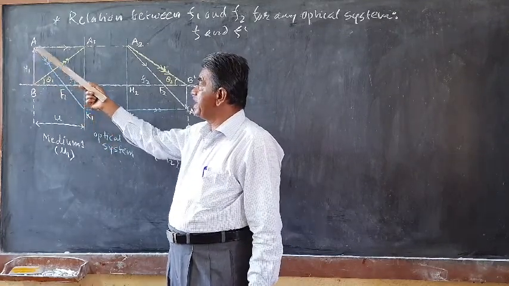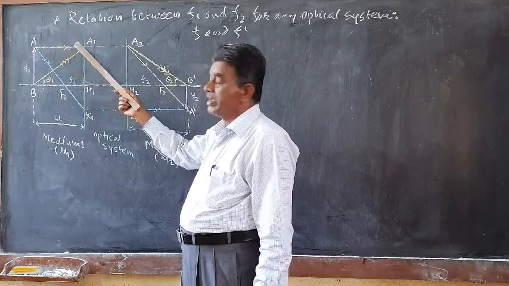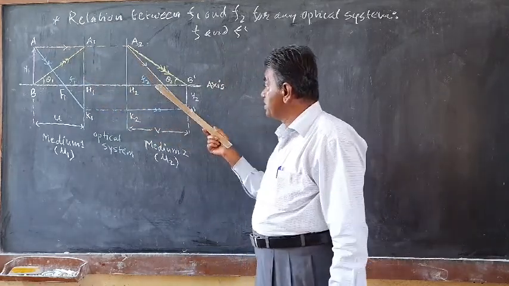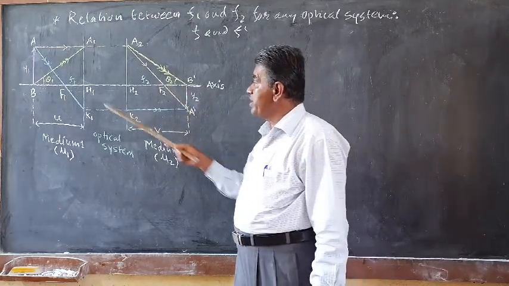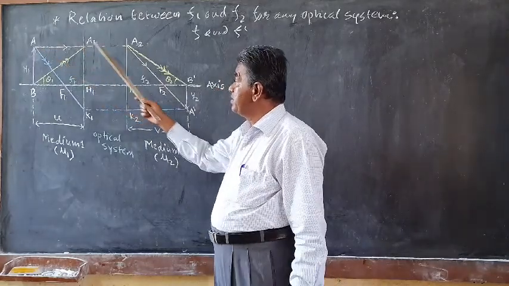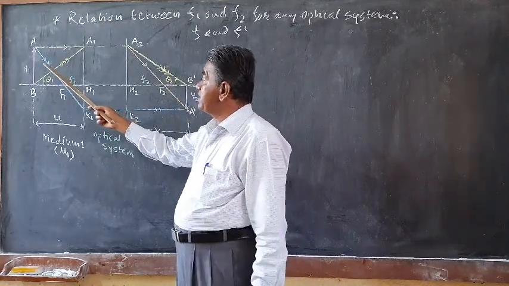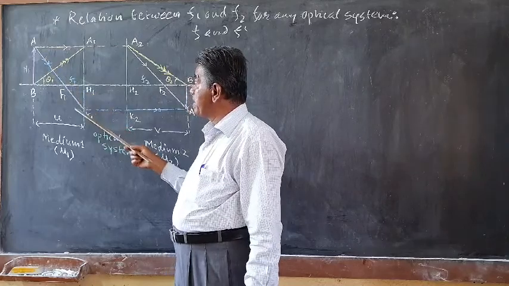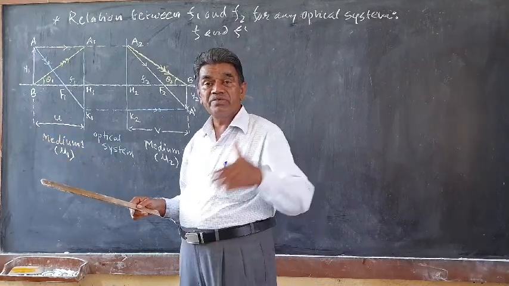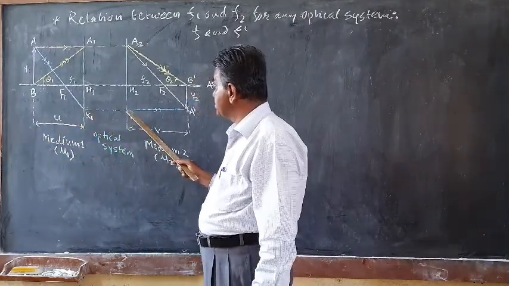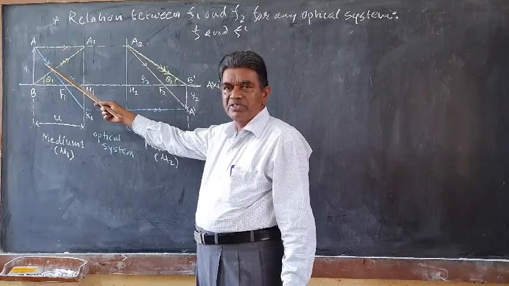Now consider drawing the ray A1 parallel to the axis. Whenever we consider this ray A1 parallel to the axis, after refraction it passes through the second focal point F2 of the lens system. Now consider the second ray, AF1K1, passing through the first focal point. According to the definition, whenever a ray passes through F1, after refraction it proceeds parallel to the axis. It is represented by the double arrow in the direction of propagation of the ray.